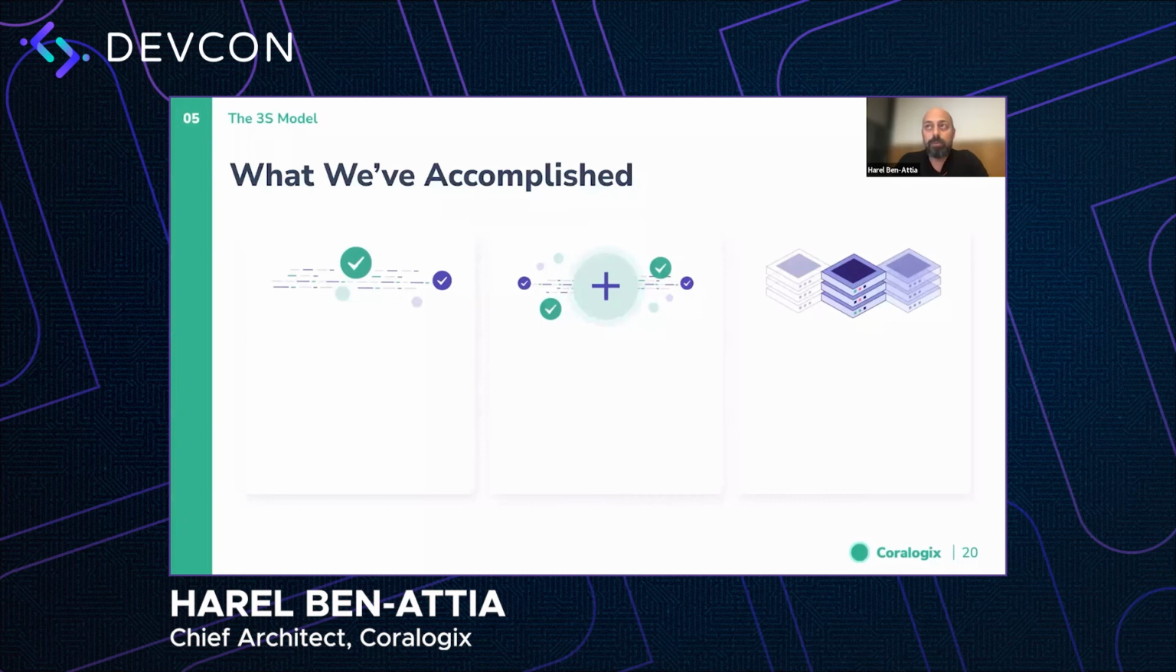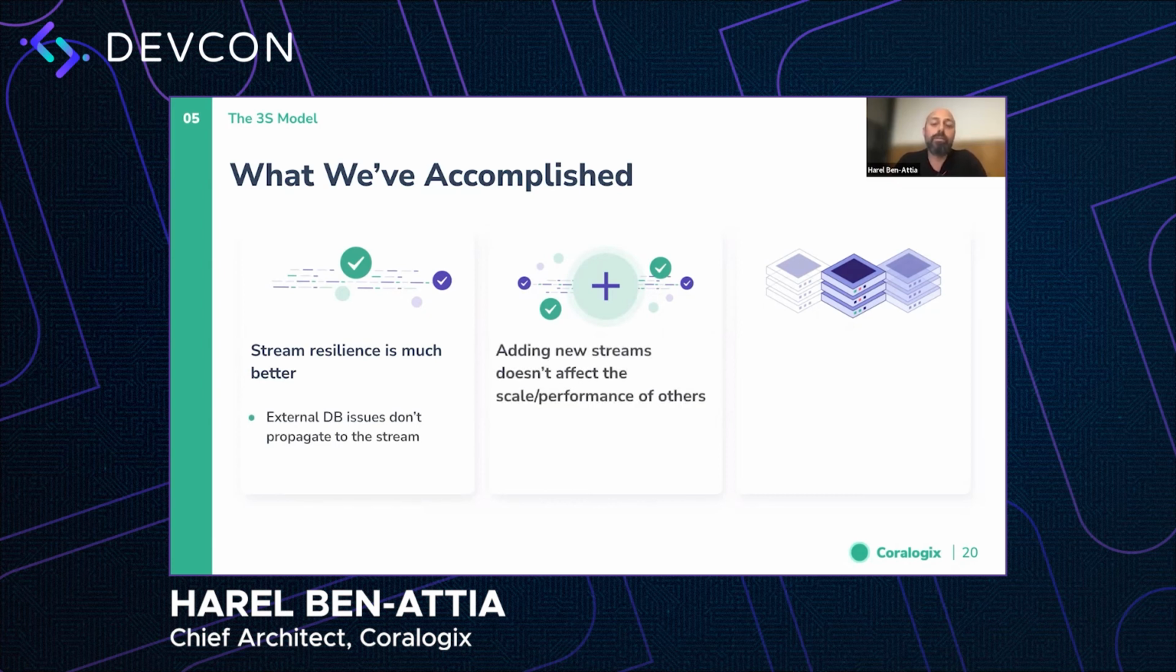Some additional accomplishments. The resilience of the stream itself became much better. Problems in the database do not propagate directly into the stream anymore. Also, adding a new stream doesn't affect the scale or the performance of other streams. Before that change, the database was effectively a coupling point between different streams. The behavior of one stream could easily impact other streams which use the same database.